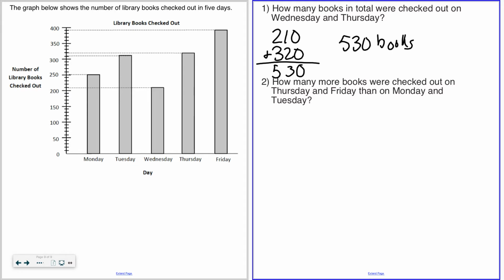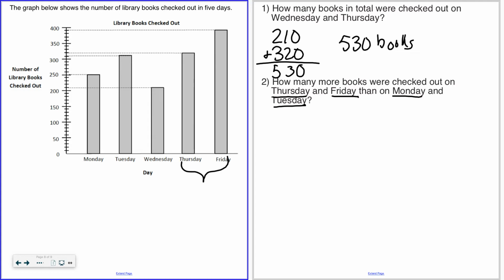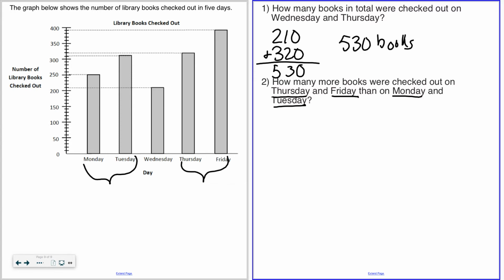How many more books, thinking back to our other question, how many more, I'm trying to find the difference. How many more books were checked out on Thursday and Friday than Monday and Tuesday? So I want to combine Thursday and Friday and compare it to find the difference between that amount and Monday and Tuesday. So go ahead and pause the video, solve this one, and then press play when you're ready to check your work. Again, pause now, press play when you're ready. Right, so you should have finished already. You're now watching to see if your answer is correct or to understand.